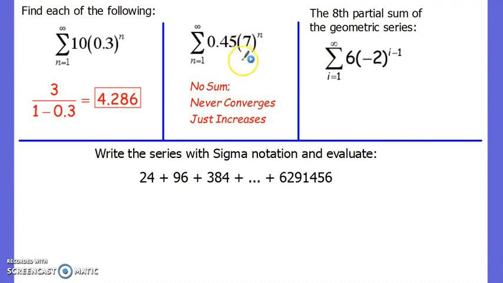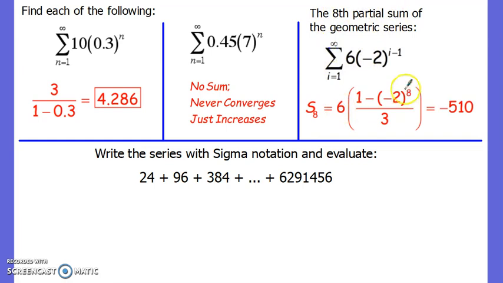That r value needs to be less than 1, or the absolute value of. Because notice over here we've got a -2. So they can be a negative number inside the parentheses. Which again would be a problem for an infinite series, except note the directions on this one. It says only find the 8th partial sum, which means instead of going to infinity, we're only going to go to 8 terms.